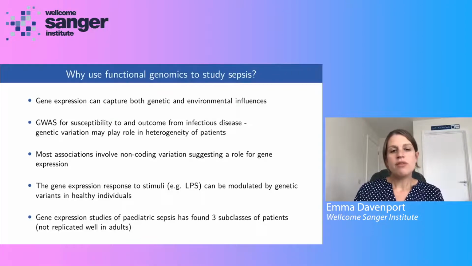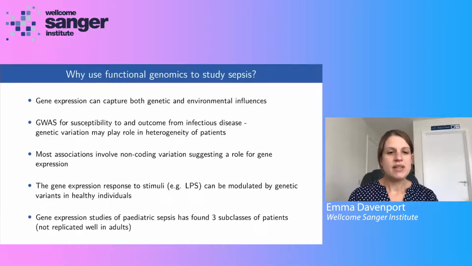So this is another reason why we think that using functional genomics, so for example, looking at gene expression, is particularly interesting in sepsis, because we can conduct these studies on much smaller cohort sizes. From all the GWAS that have been conducted, both in infectious disease and more generally for traits and diseases, the majority of associations that have been identified involve non-coding variation. So this suggests a role for gene expression, again providing further evidence as to why this is interesting to study in sepsis.